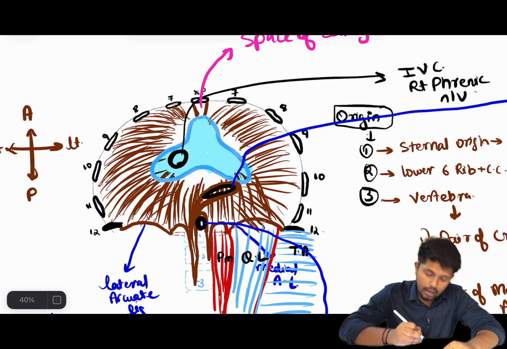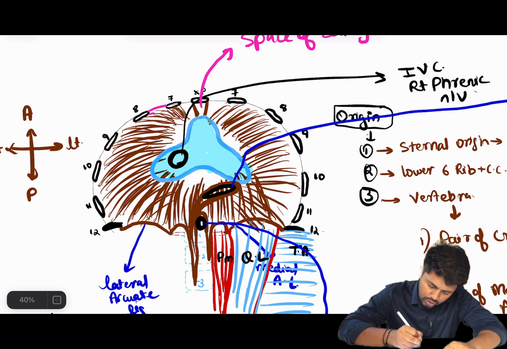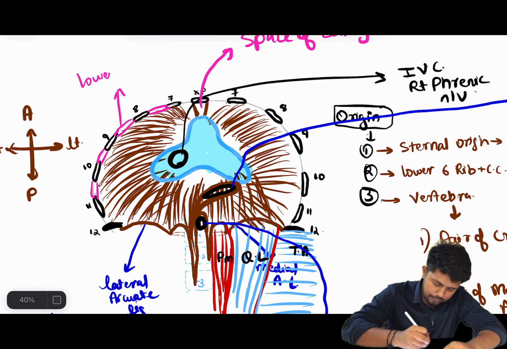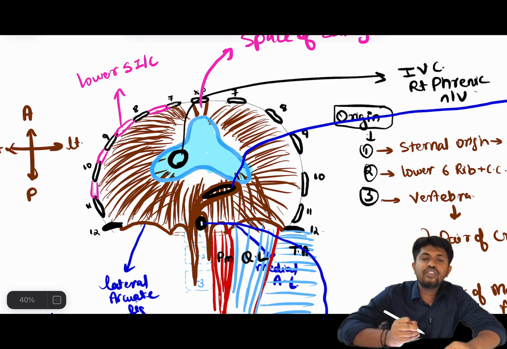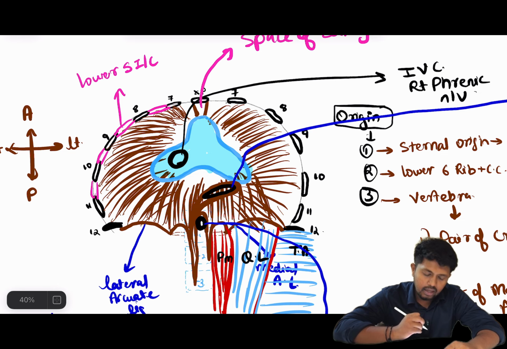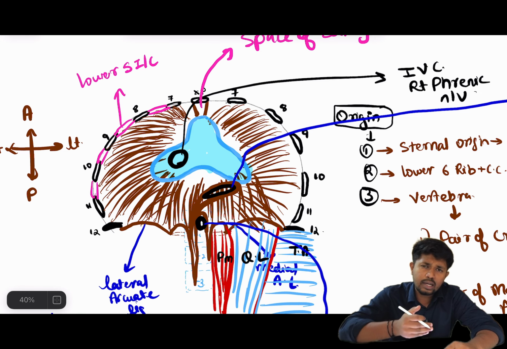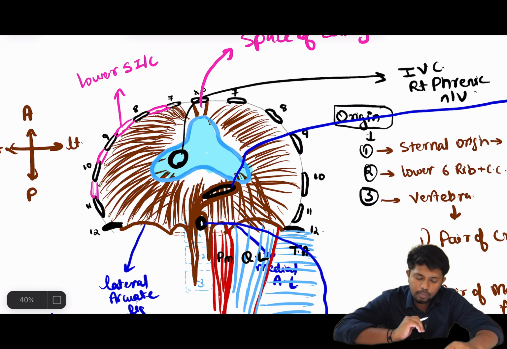And through the digitations of the costal origins of the diaphragm, the lower five intercostal nerves and vessels will pass, and from the origin of the 7th and 8th costal cartilage in the diaphragm, the musculophrenic vessels also pass.